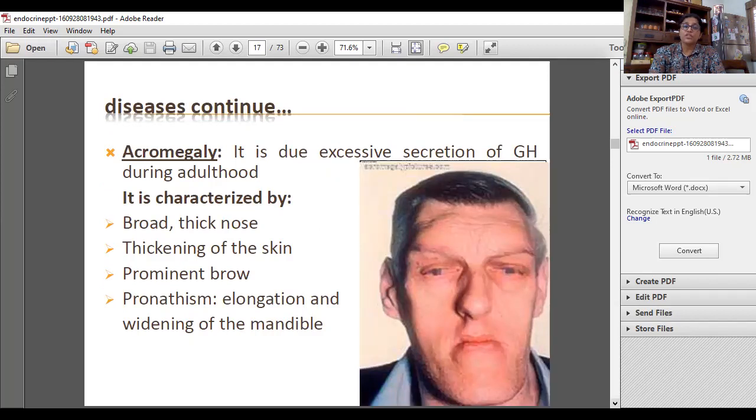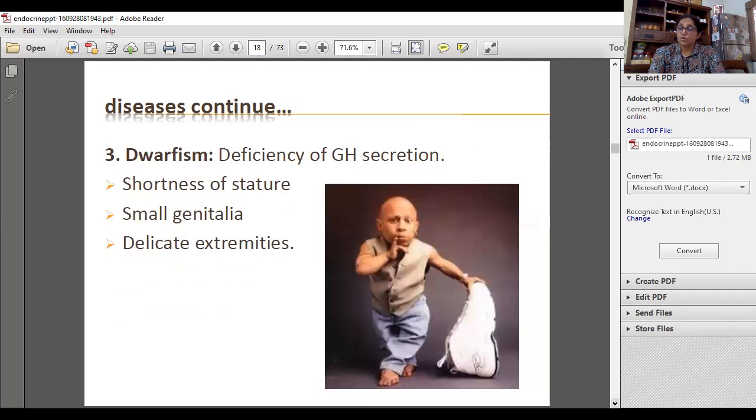Another thing which occurs if excessive growth hormone is secreted in childhood is acromegaly, and it can be clearly seen in a very, very broad face, thick nose, broad eyebrows, and a widened mandible. If the growth hormone is deficient, the person becomes a dwarf.